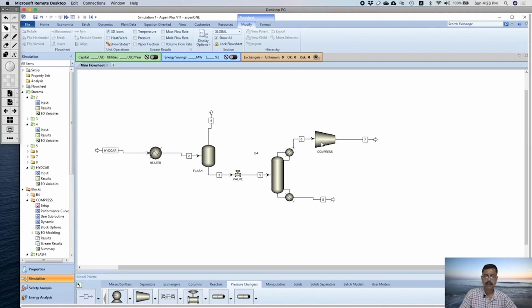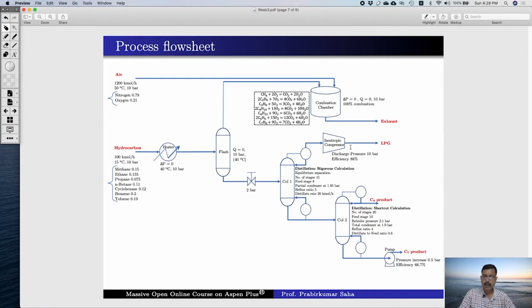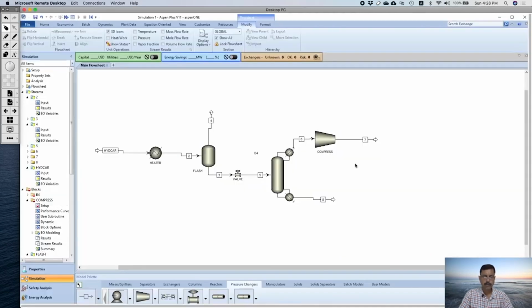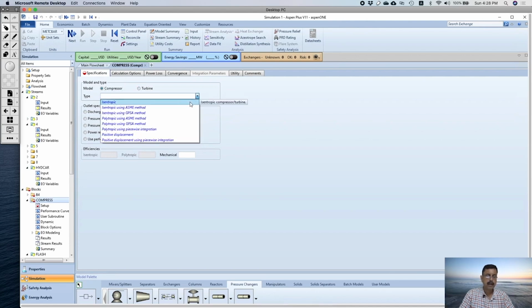Now we have to write the specification of the compressor here. For that we go back to our flow sheet and we find it is an isentropic compressor whose discharge pressure at this end should be 10 bar and it will operate at 88% efficiency. So we go back, click on this compressor. What is the model type? Model, it will be compressor, not turbine, and type, it will be isentropic.